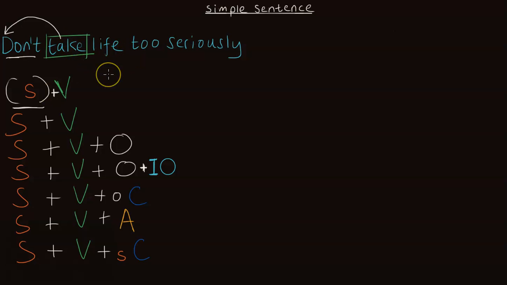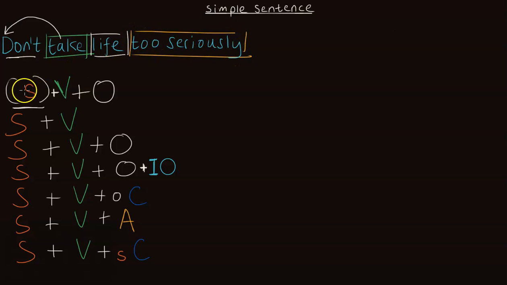Okay, is there an object? Well, we'll ask the question for objects. Whom or what is taken? Well, life is taken. So we have an object. And then too seriously. What question does that answer? It answers a question of how to take life. So that is an adverbial. So here we have subject plus verb plus object plus adverbial.